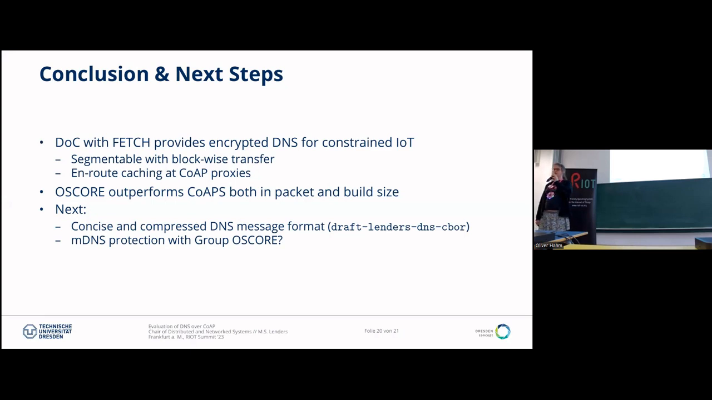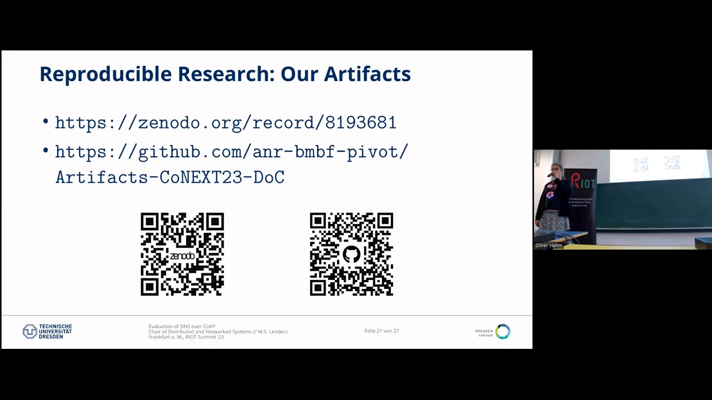You can see the artifacts of our research at these two pages, both on Zenodo and on GitHub, if you want to look at the code of our evaluation, both the empirical one and the actual experiments that we did with DNS over CoAP. So, thank you.